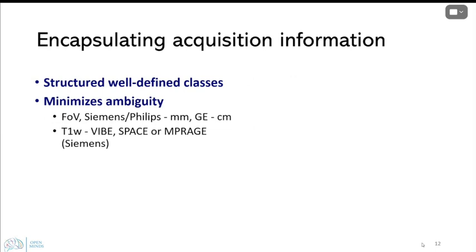For example, the field of view for Siemens and Philips scanners is represented in millimeters, and for GE scanners, it is represented in centimeters. Similarly, Siemens provides multiple sequences which can all create T1 weighted images, like VIBE, SPACE, and MPRAGE. So MRdataset captures all such important information so that you don't have to deal with the unit conversion.